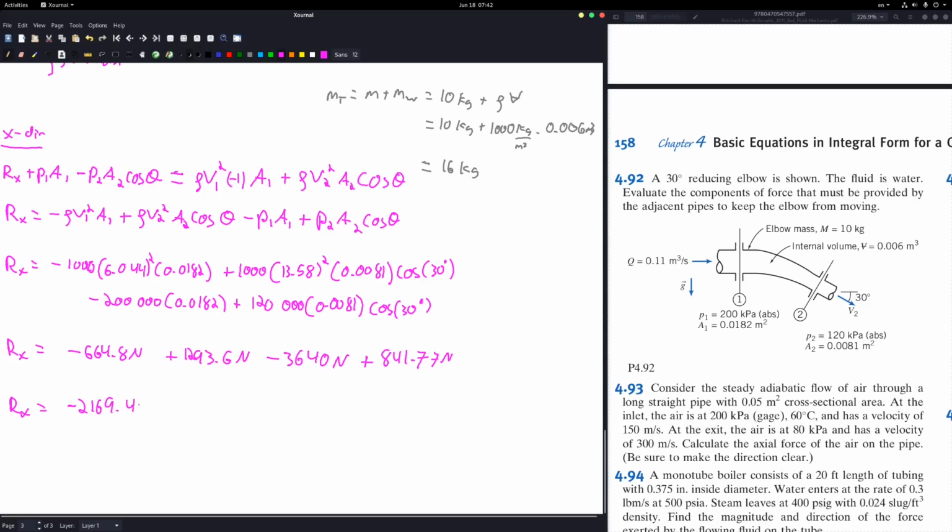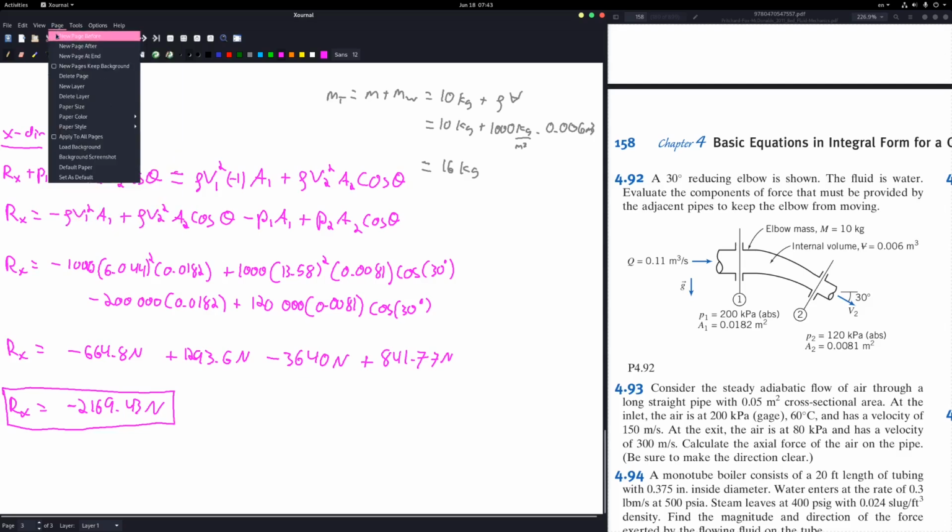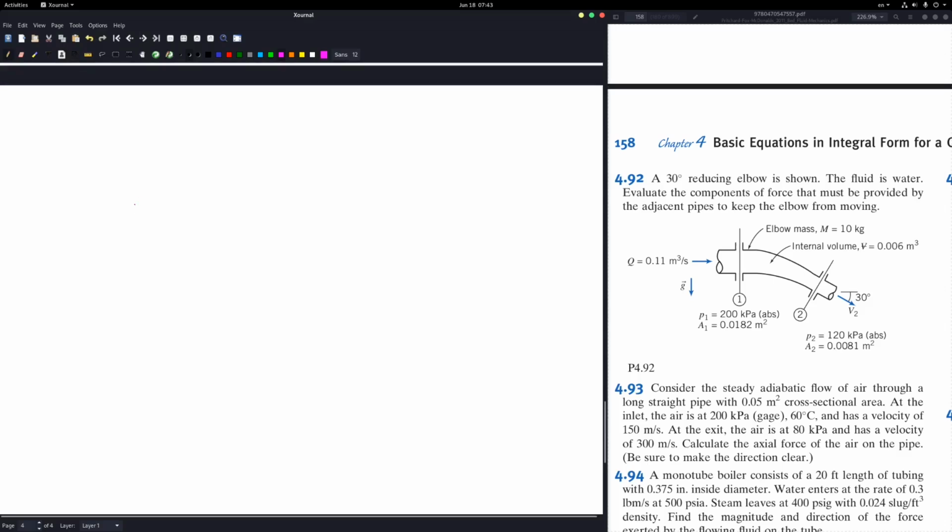After entering in all the known values, we get that our reaction force in x is going to be minus 2,169 newtons, and that is again going to be in the negative direction as opposed to the direction that we posed.